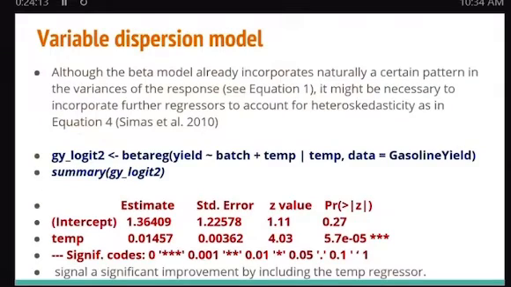Variable dispersion model. Now I'm going to tell you the meaning. Take a look at what I said: although the beta model already incorporates naturally a certain pattern in the variances of the response. Now, please, I want to say something here. Please pay attention now.